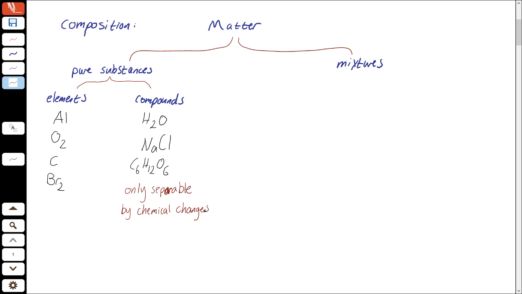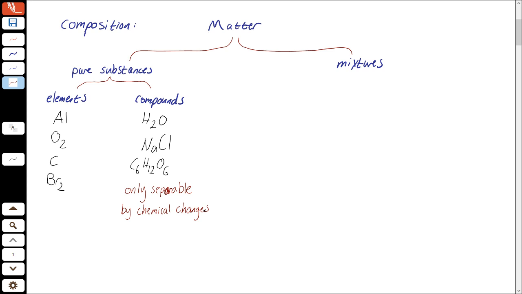If you have water, you can't physically separate the hydrogen and the oxygen. If you separate the hydrogen and the oxygen from water, you form different new compounds, which makes it a chemical change. So that's the key to understanding why compounds are pure substances and not mixtures. Their components are chemically bound together, and so if you separate them, you have to separate them chemically rather than physically.